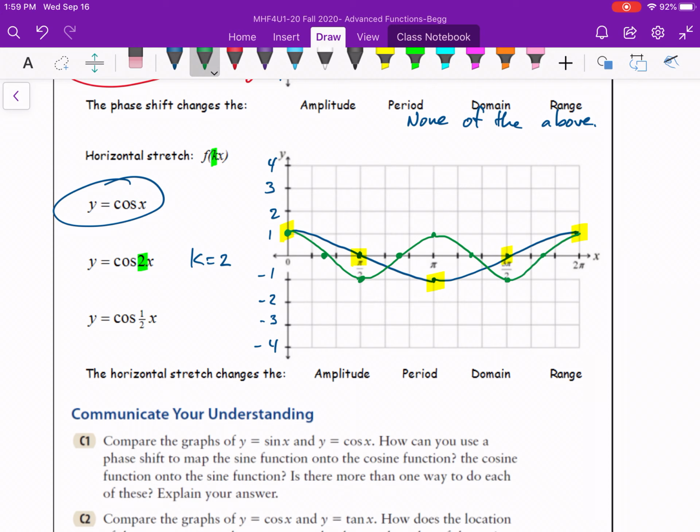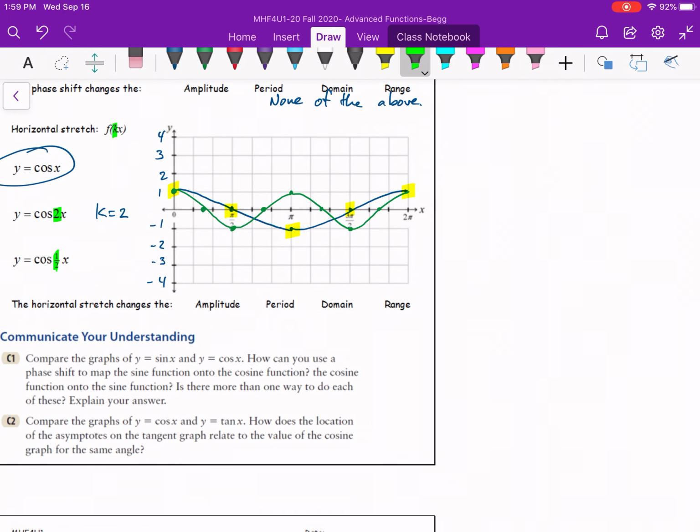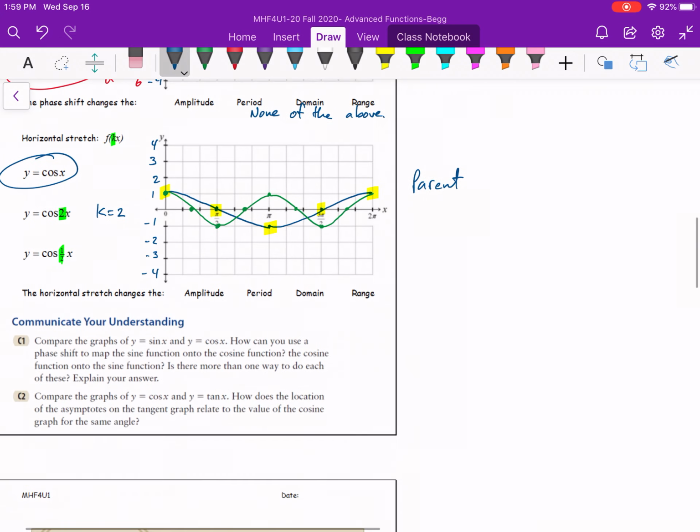Okay, the last one has got a k value of 1/2. Now remember, that just means it's actually going to be stretched by a factor of 2. If we were to use them, we could use that mapping formula again, right? So I could do the table. I've been avoiding that up to now because it's not necessary, but I want you to know that it is still possible. So we had parent, stretched, final.